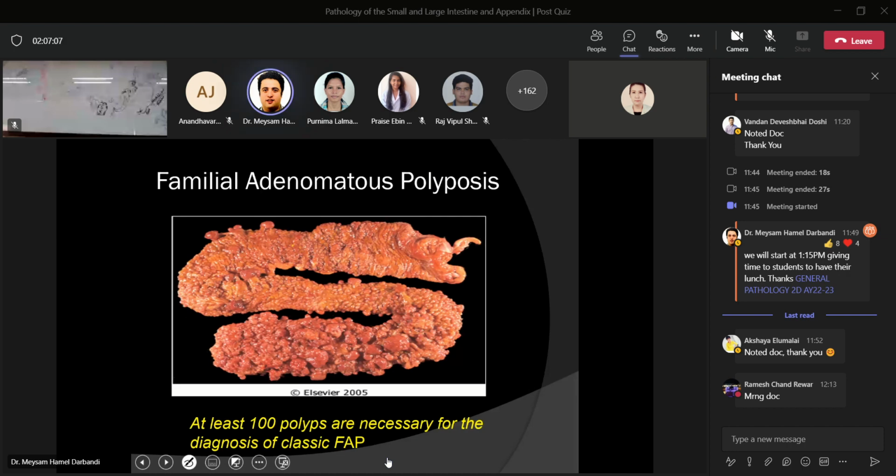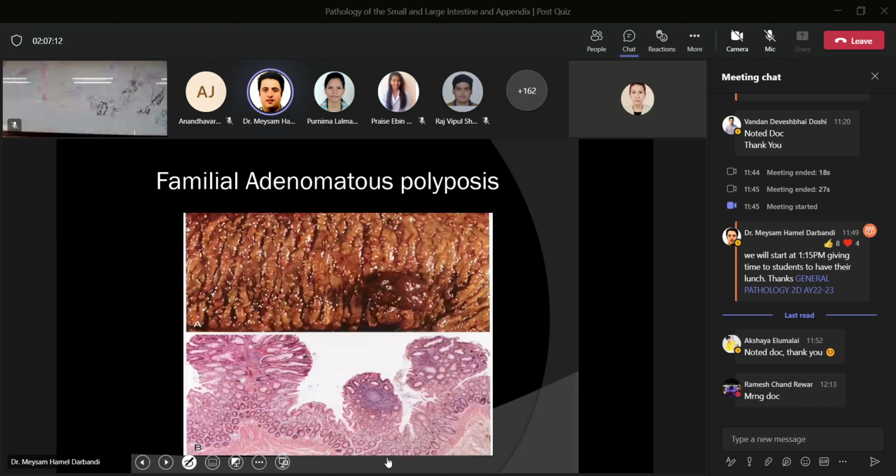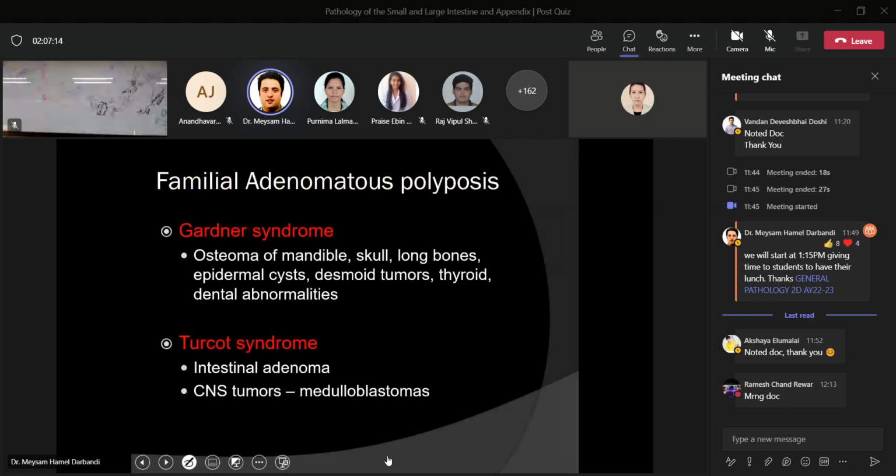So let me go forward. There's a very good image. Okay, we are almost there. Gardner syndrome is the same as familial adenomatous polyposis, but the difference is, in addition to that, there is also osteoma of the mandible, skull, or long bones, epidermal cyst, desmoid tumors, and thyroid or dental abnormalities.